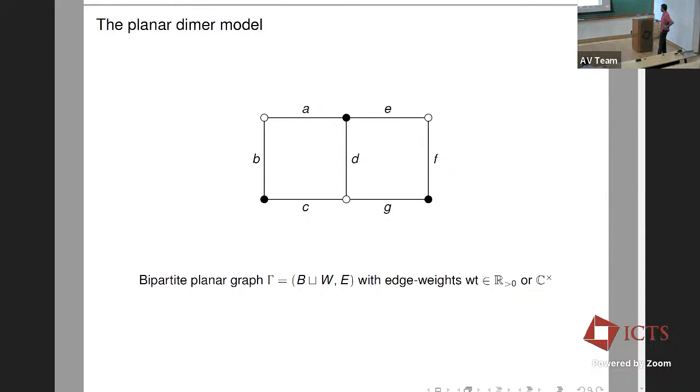And there is some additional data. On each edge, you associate a non-zero complex number or a positive real number. If you're doing probability or statistical mechanics, you want to choose positive real numbers for each of the edges, but we will be doing some algebraic things. So we will usually think of C star weights on these edges.